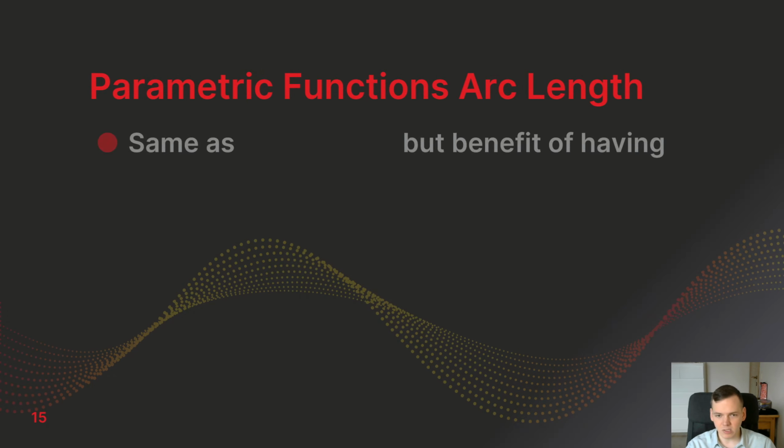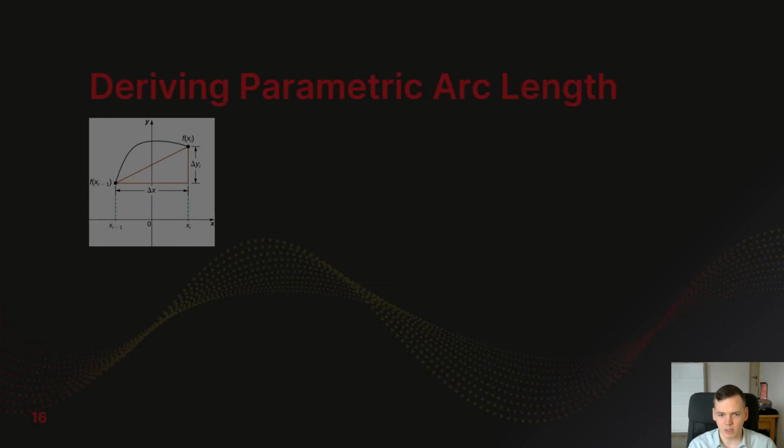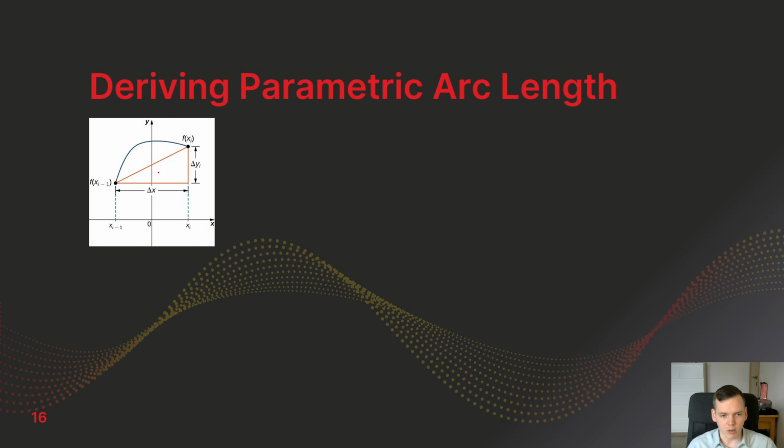We're going to look at parametric really quick because that's actually easier. It's the same as 2D, but the benefit is x and y are defined independently. So it's one less step, and it's potentially easier to see what's going on. So same idea as before. We've got our estimation, so I'm going to just jump straight into it.